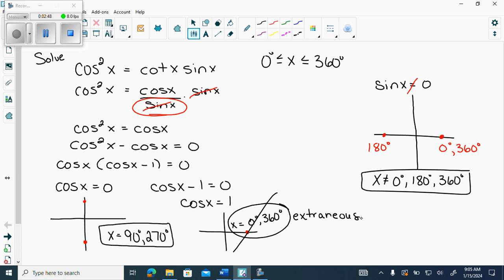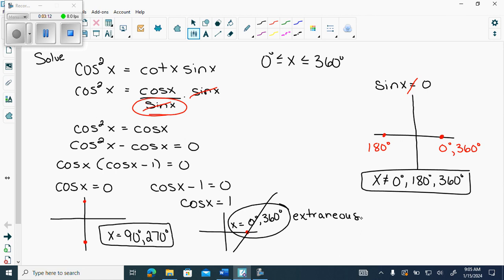Okay? Did everyone get that? Yeah, what? Do you have to say the extraneous part? Yeah. You'd say extraneous because they were a solution, but they can't happen. So when I wrote this, you get a solution that can't happen, it's extraneous. All right. So remember, whenever you get a solution that can't happen, it's extraneous. So we kick that out. So 90 and 270 are our answers.